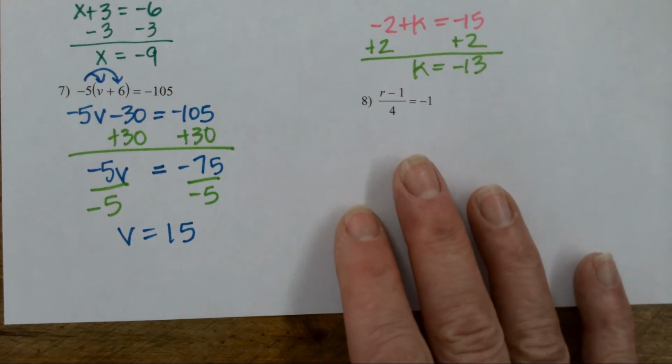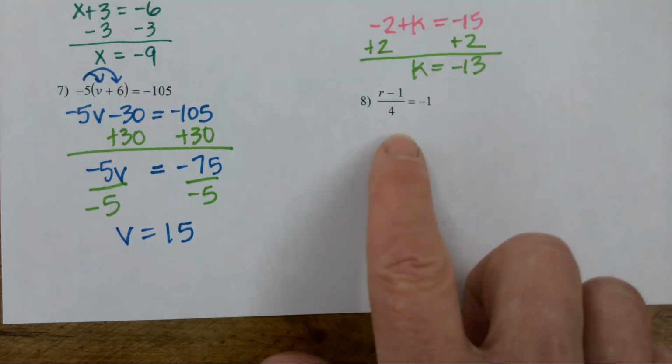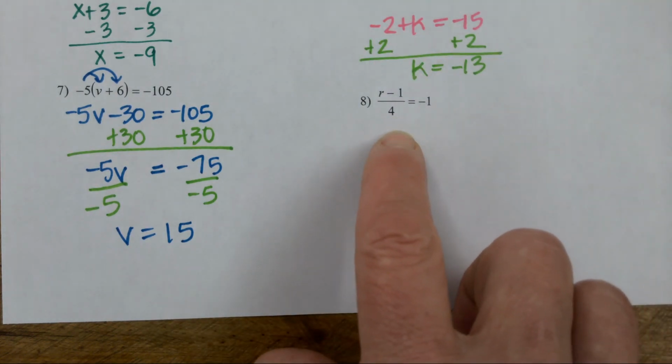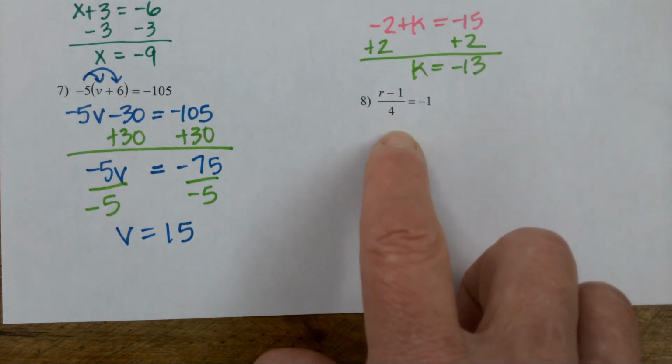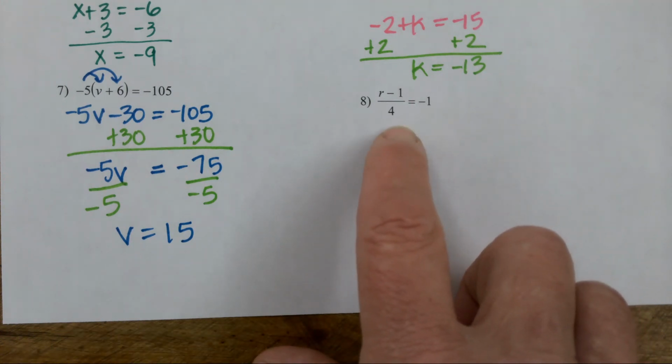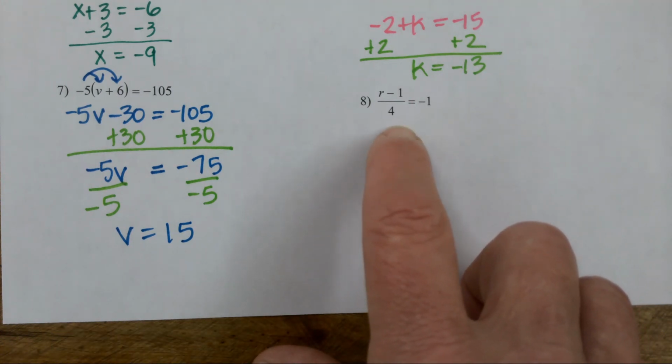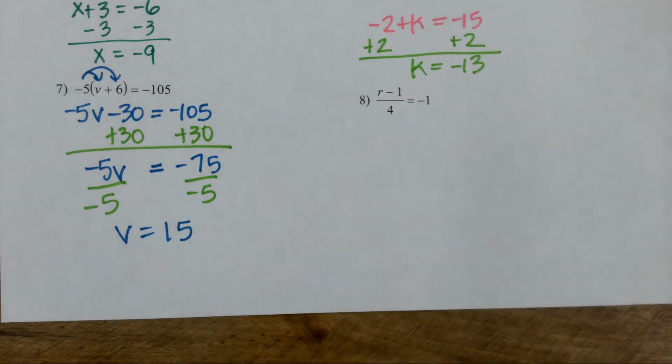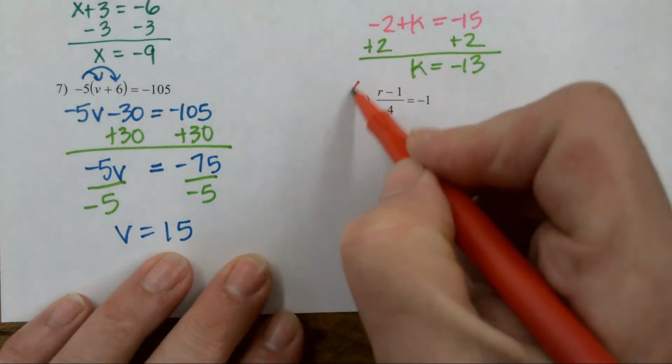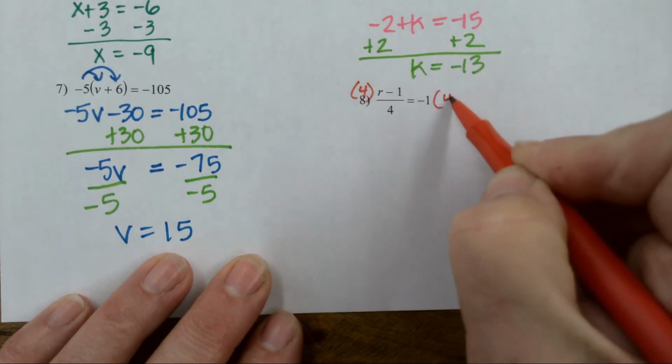Okay, so let's jump back to this other one. On this one, I don't really have another option. The easiest way that I want to work with this without having fractions involved is to just do what first? Yep, multiply. Undo the division by multiplying. Multiply both sides by 4.